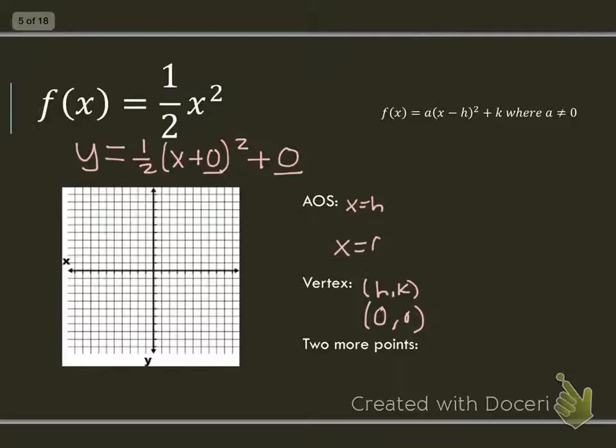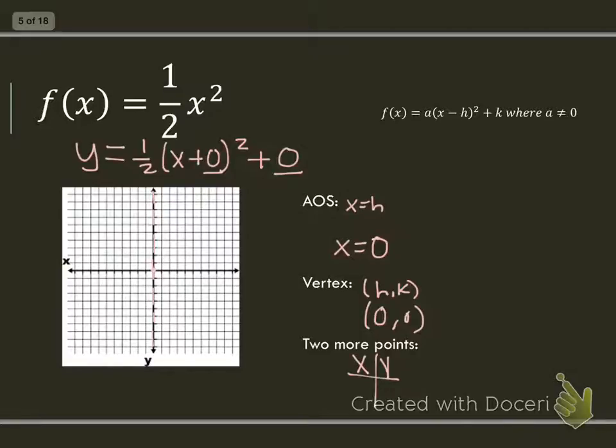So if I were to graph that point, it's going to be starting at 0, 0. And my AOS is going to be that dashed line that we're going to mirror off of. So it's going to look something like that. Okay, but I don't have a U shape, so I need to get more points in here. So we're going to do a T-chart.